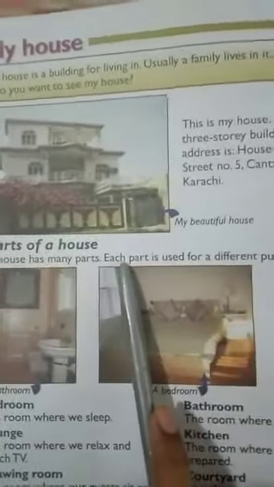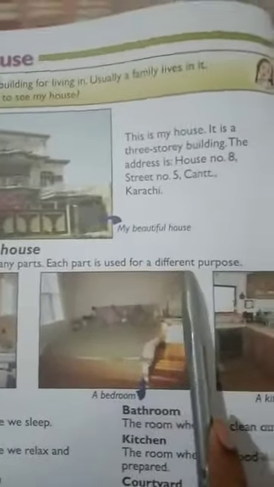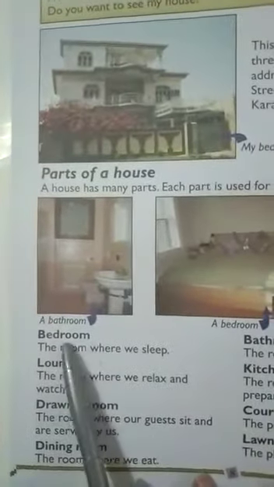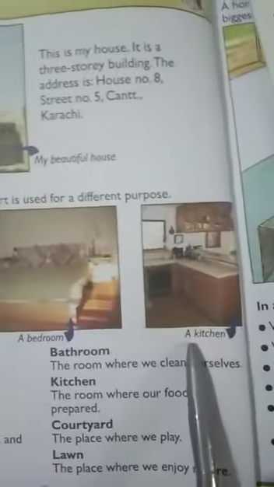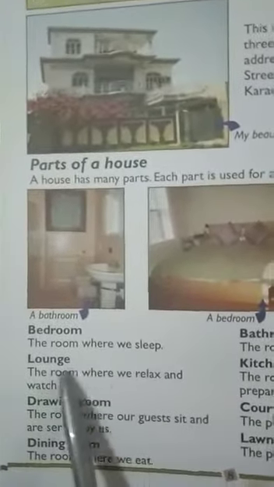Parts of a house. A house has many parts. Each part is used for a different purpose. A bathroom. A bedroom. A kitchen. Bedroom, the room where we sleep.